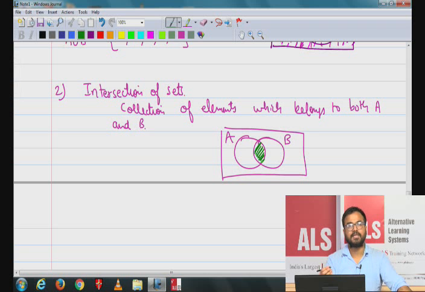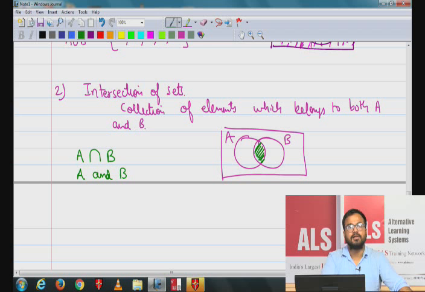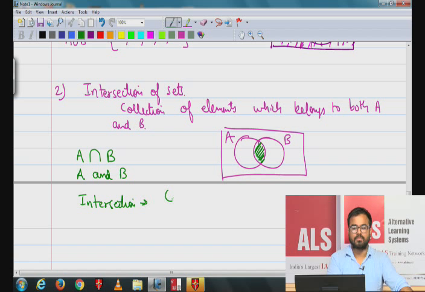And how can we represent that one? The representation of intersection of A and B is like this: A, inverted U symbol is used, A intersection B. This is the symbol to represent A intersection B, or we can also write A and B. So the AND operator also represents the intersection, and this inverted symbol also represents the intersection. Both of them represent the same thing, and intersection also means the common, which is common to both of them.